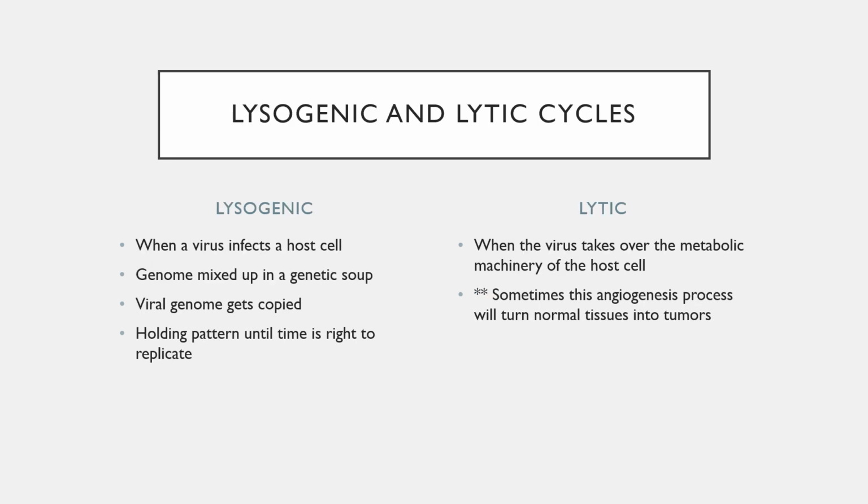Let's talk about the lysogenic and the lytic cycle. The lysogenic cycle is when a virus has infected the host cell and the genome is kind of mixed up in this genetic soup. The viral genome gets copied until conditions are right for replication. That's called the lysogenic cycle. When the virus takes over the metabolic machinery of the host cell, this is the lytic cycle.